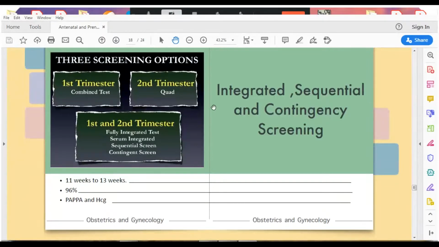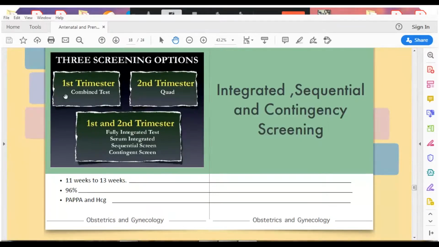Sequential is the same test, but what it does is, in the first trimester, it will check for PAPP-A, HCG, nuchal, and quad. Second trimester, PAPP-A, HCG, nuchal, and quad. So you get a result in the first trimester. In the second trimester, you get a result. You take an average. That is the sequential. In the integrated, we did not get a result in the first one. We just got the PAPP-A, HCG, and nuchal. And then we had to wait for the quad for the second trimester, and then we got a final result in the second trimester. Sequential, we got 2 different results.